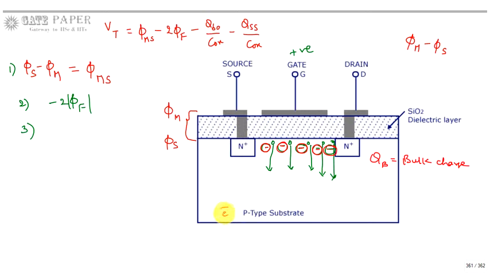Electrons from the p-type substrate, which are minority carriers, can be attracted towards the channel region, so that a layer of electrons is placed and acts as an n-type channel above these ions. Then a channel is formed. If you apply a drain to source voltage like this, then a current flows.